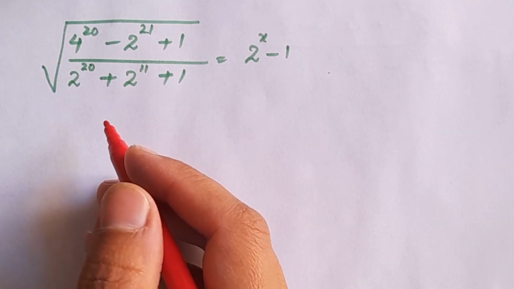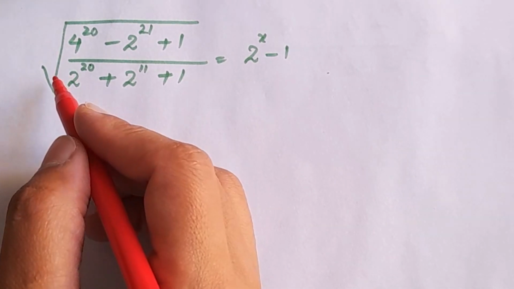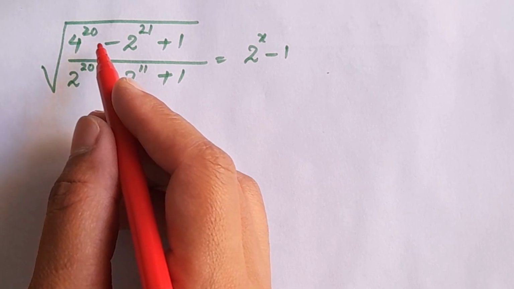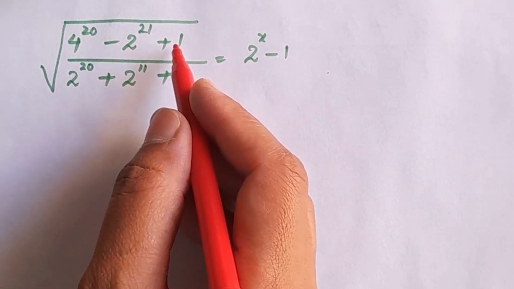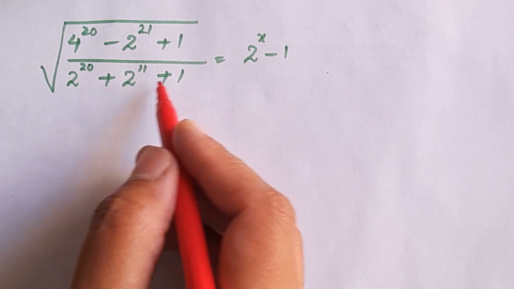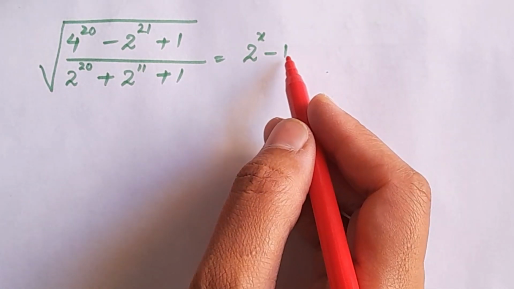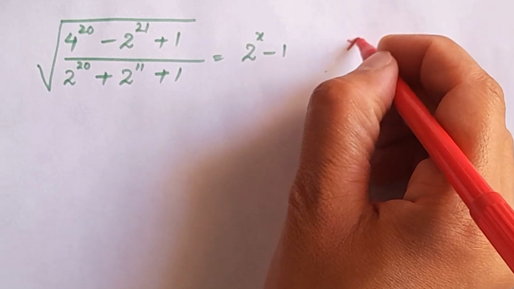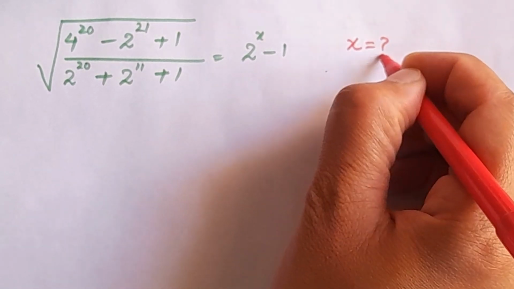Let's solve this radical problem. If the square root of (4 to the power 20 minus 2 to the power 21 plus 1) all divided by (2 to the power 20 plus 2 to the power 11 plus 1) is equal to 2 to the power x minus 1, we have to find the value of x in this problem.